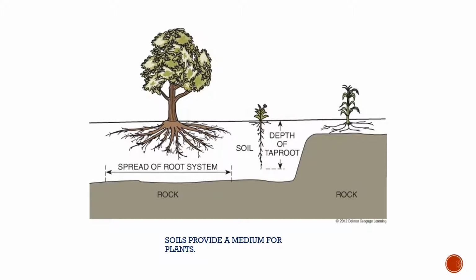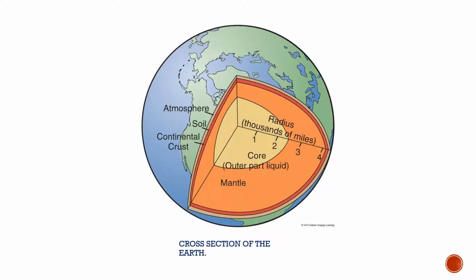But if you have a tap root, so that middle plant there has a tap root, and if it's going to be able to go as far down as it can, it's going to be able to grow there. So it just provides a medium for plant growth in soils. So this is that cross section of the earth that I was telling you about. So you can see that it has a couple different parts here.